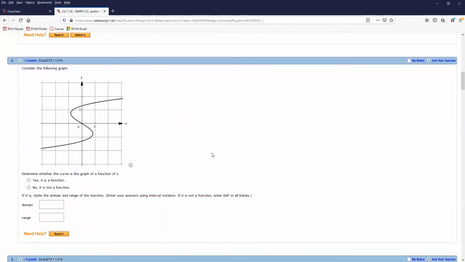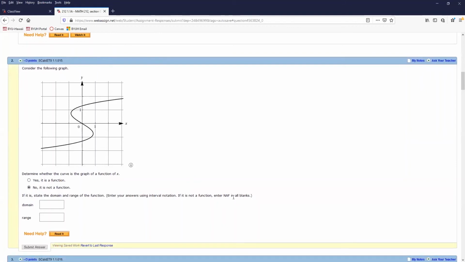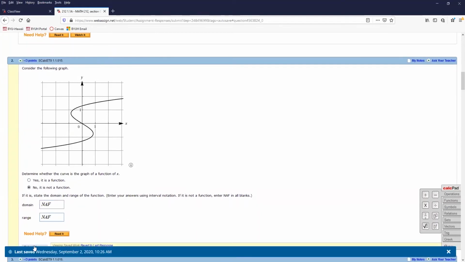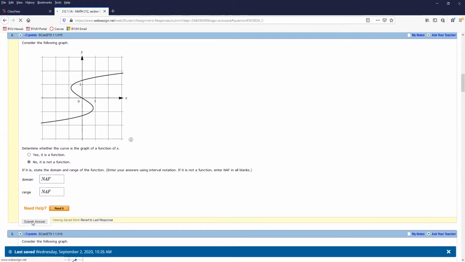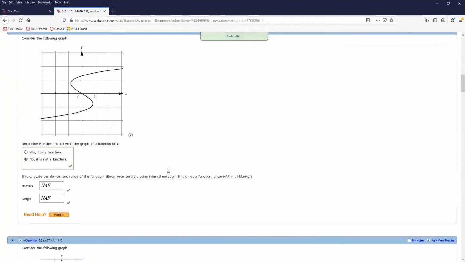Okay, so number 2, you have the graph here, and it's asking whether it's a function or not. What do you guys think? It's the vertical line test that determines whether something's a function or not. No. Yeah, it's not a function. So then right here, NAF. I wonder what NAF stands for. They just put that in there if it's not a function. Okay, so that was number 2.